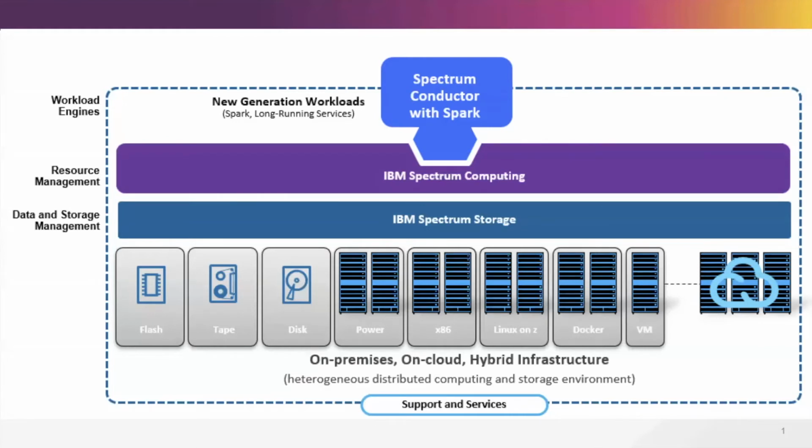IBM Spectrum Conductor with Spark is an enterprise-ready solution that brings together hardware and software to fulfill modern AI machine learning platform requirements needed by administrators, developers, and data scientists. It sorts out the complexity of AI machine learning software diversity and makes creation of AI development environments as simple as possible. When the system is ready and configured, it is a matter of seconds to create a new environment for data scientists.